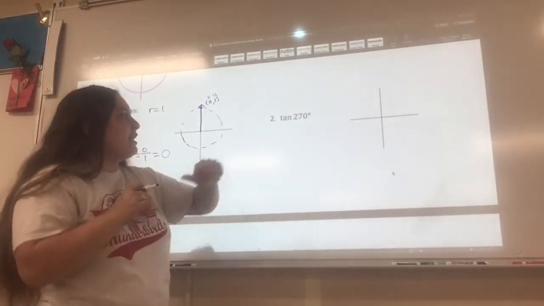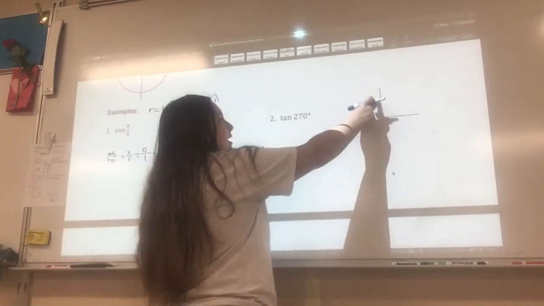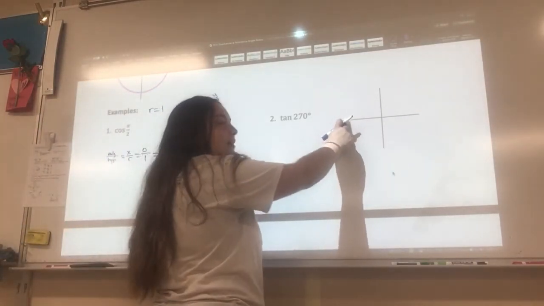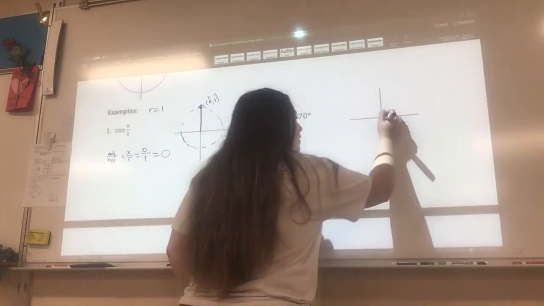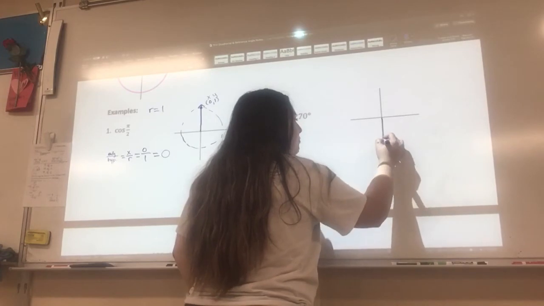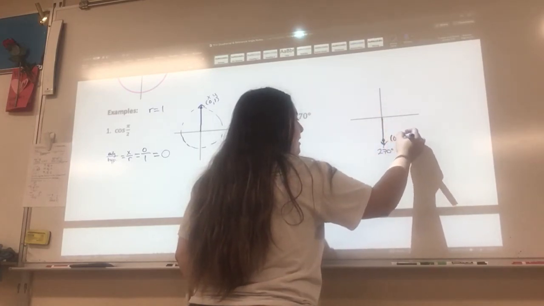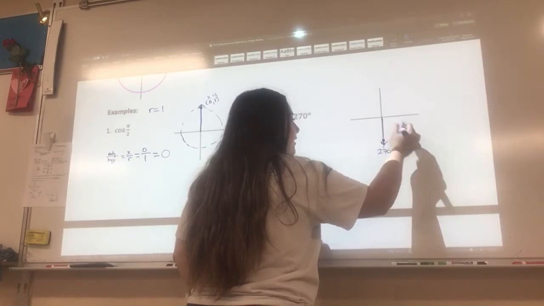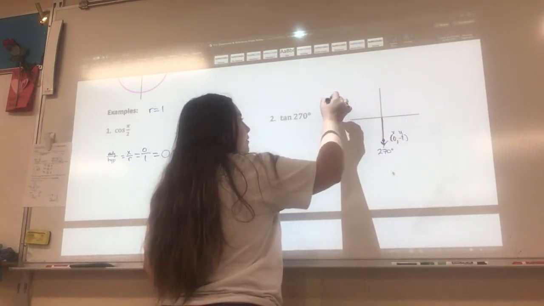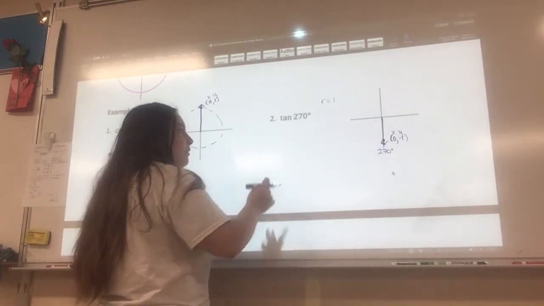We're going to do the same thing for tangent of 270. If you remember 270, it's 90, 180, 270. So our angle is currently here at 270. At the point, so we're at x is 0 and our y is -1, so this is our x and our y. Our r is always 1, but we are solving for tangent.